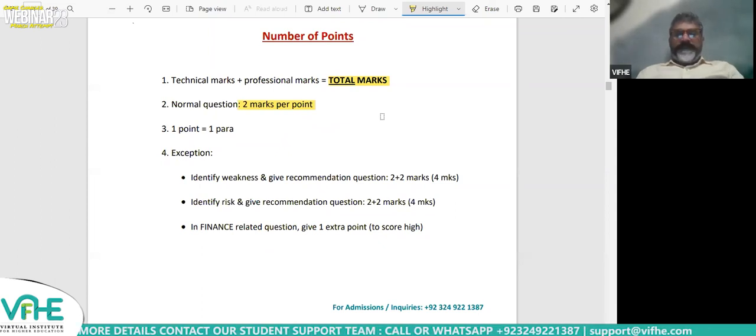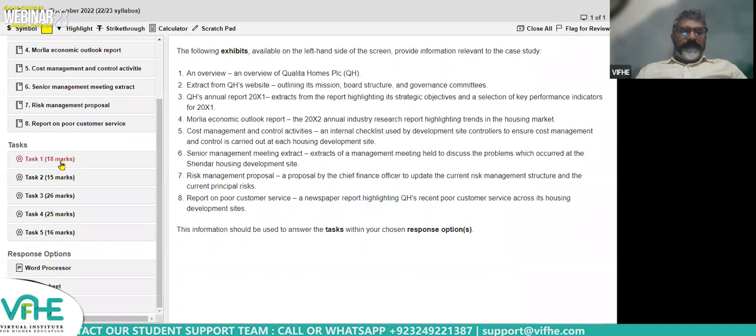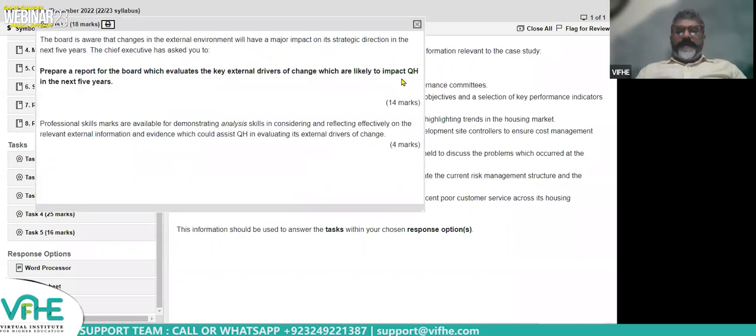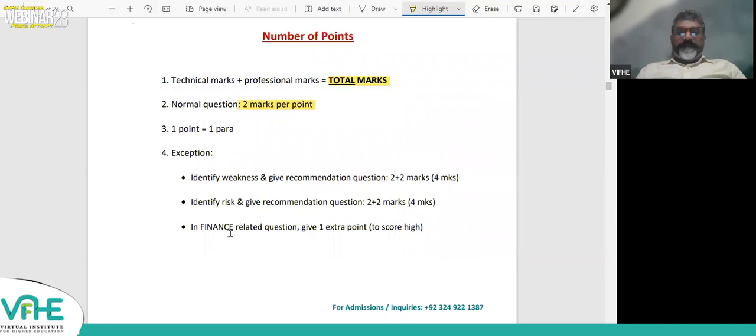Okay. So for example, if I go back, question number 1, how many points are required? 14 plus 4, 18. 18 divided by 2, 9. How many points are required for question number 1? 9 points.